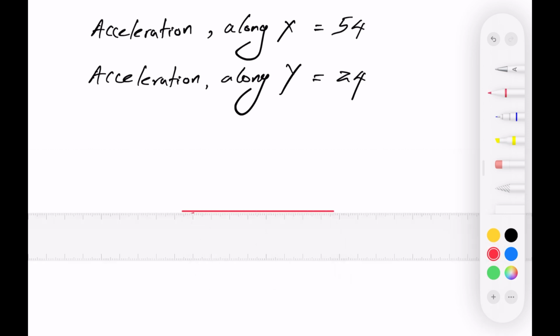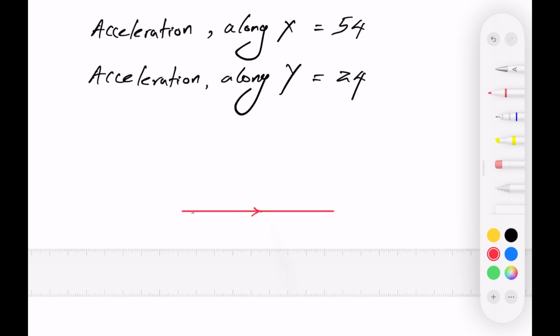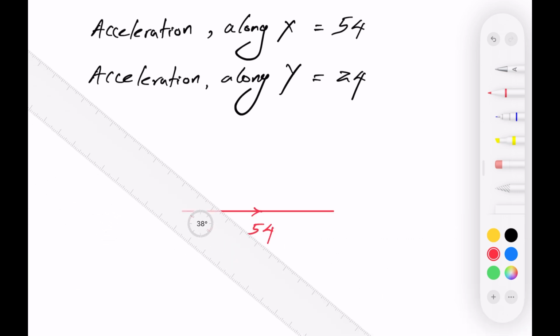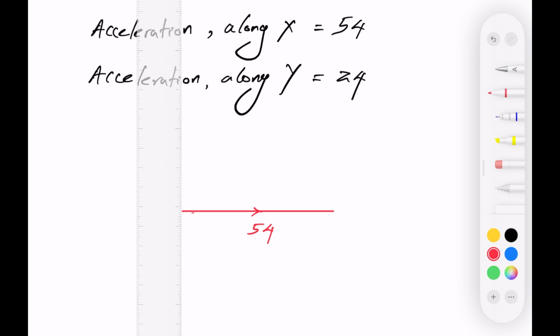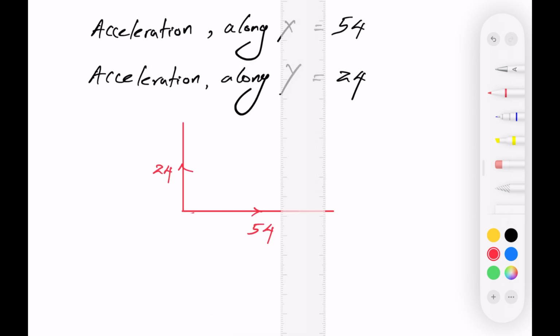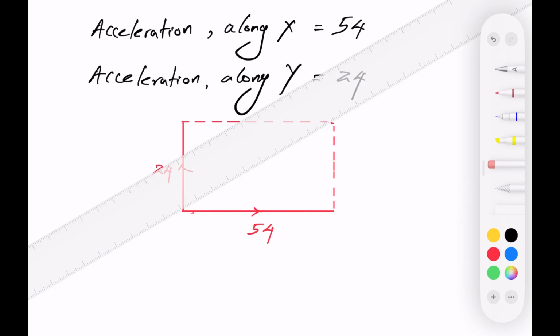If I also need to find the resultant acceleration, we may do so, because along the x-axis, the acceleration is 54. Along the y-axis, the acceleration is 24. How do you find the resultant acceleration? In order to find the resultant acceleration, we can complete this parallelogram, which actually is going to be a rectangle. The resultant acceleration should be given by the direction and the magnitude of its diagonal.